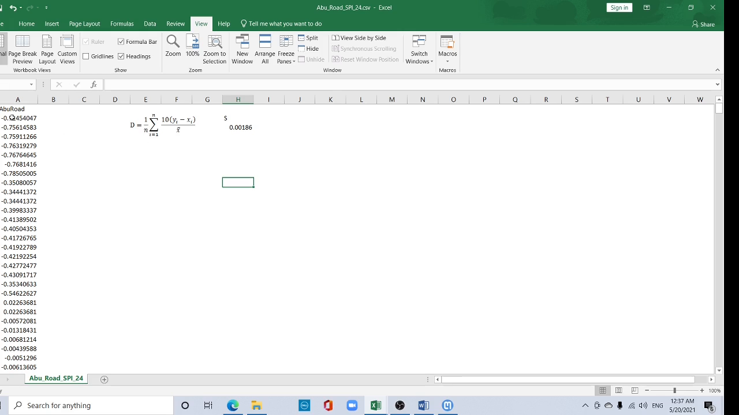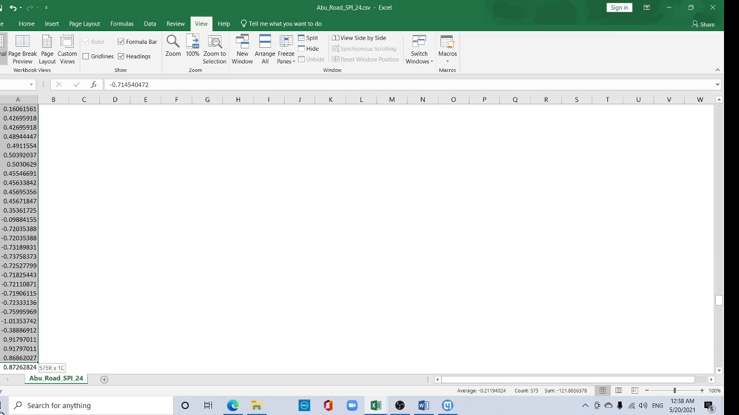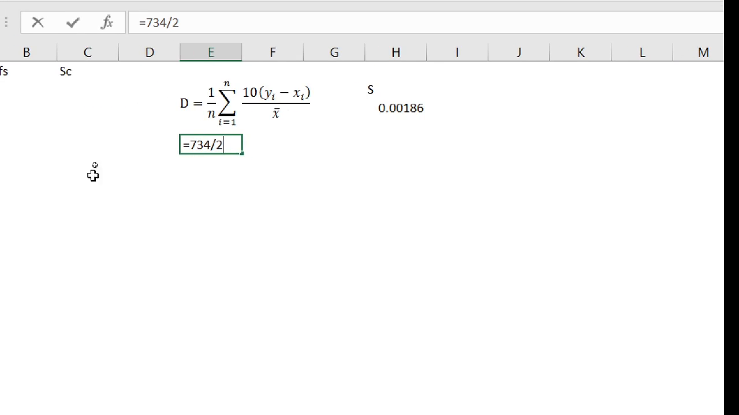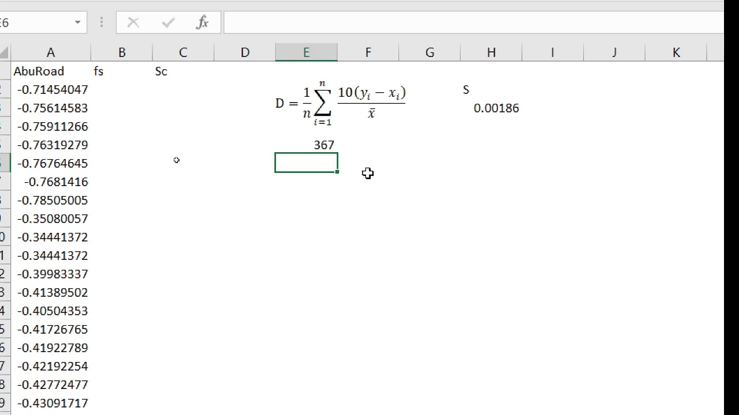Okay. Now this is the formula, 1 by n. N means series. Here the first series is the original data. We have to arrange it into the first half, first series, and second series. First, divide the whole data into 2. Here, how many data are there? 734. So 734 divided by 2 is equal to 367. So we have to take 367 in the first half.